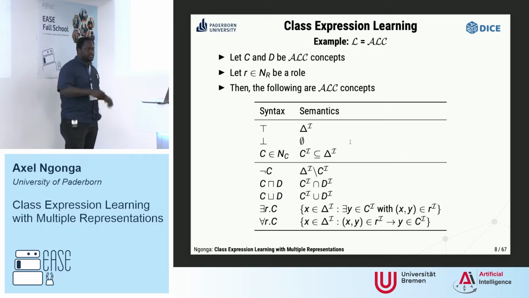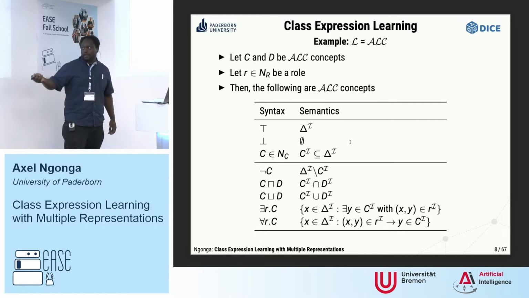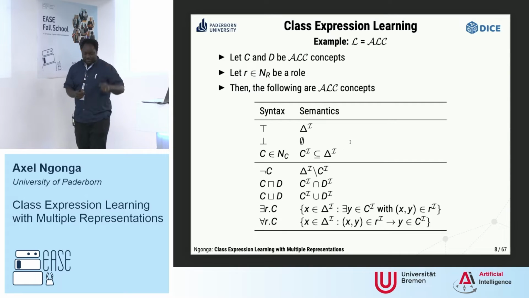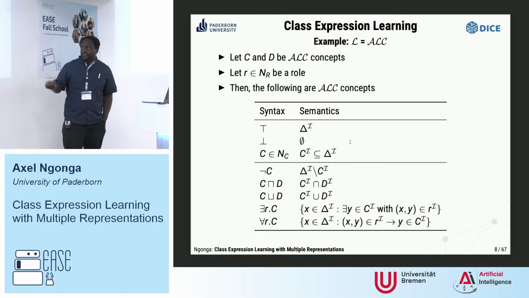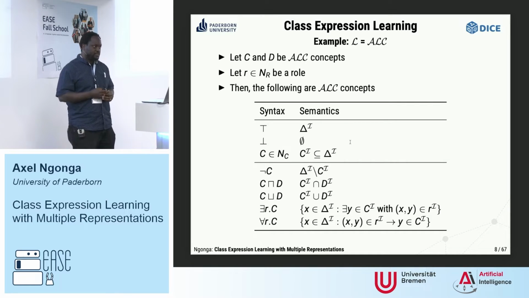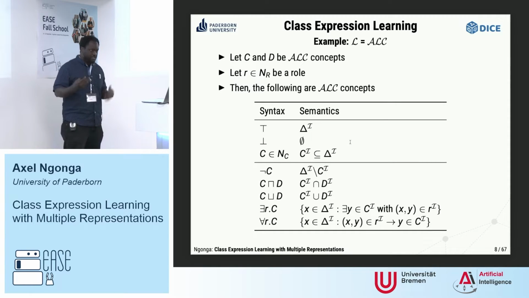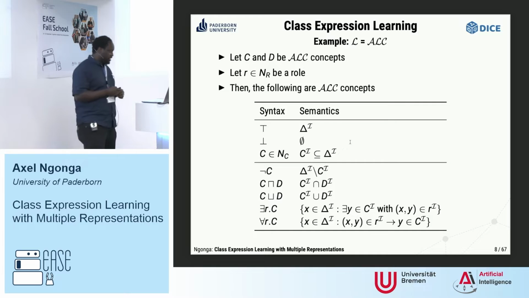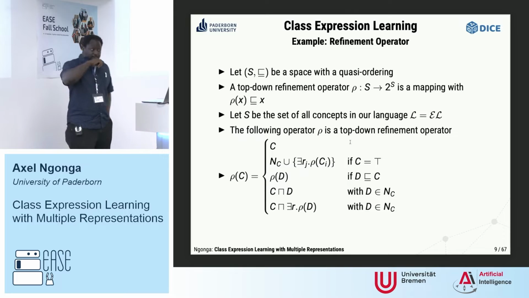Exists R.C, which basically means something which is connected via R to an instance of C, or for all R.C, everything connected with this particular thing via R must be an instance of C. So if we remove the negation here, as well as the union and for all R.C, we are basically looking at EL, which is a different description logic. A lot of my examples are going to be based on ALC or EL, just FYI. So this is the type of formal logic that we can be dealing with here.